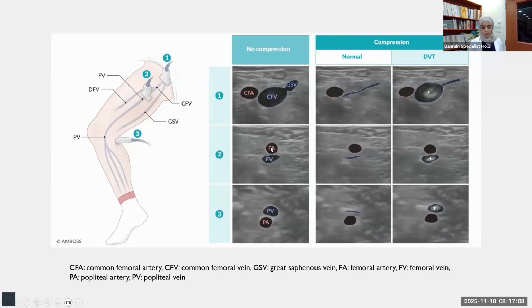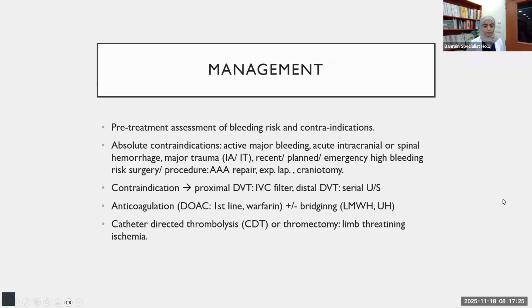The second point, this is the femoral artery, femoral vein. Again, the vein should be compressed. If it is not compressed, this should alarm you that this is DVT. Among the course of the popliteal, the same thing. If it is compressed, this is normal. If it is not compressed, this is DVT.